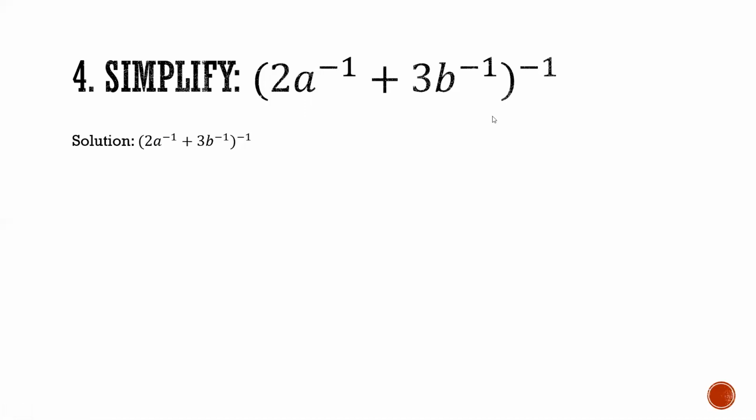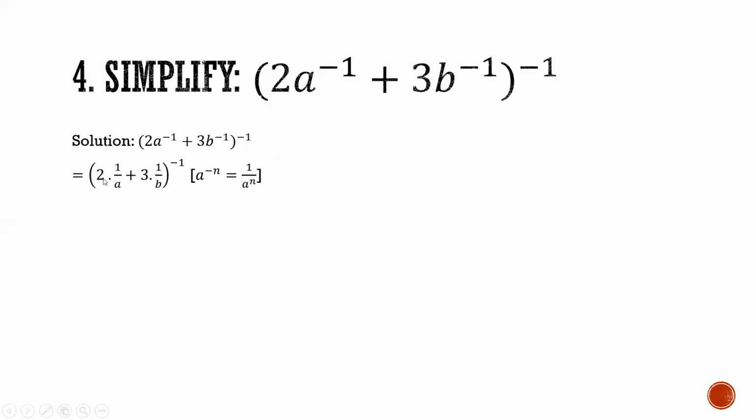So that's why I have written here 2 into 1 by a plus 3 into 1 by b. Similarly here the power -1 is on b, not on 3. That's why 3 is left alone, 3 into 1 by b. And here the formula we have applied is a to the power minus n is equal to 1 by a to the power n. This formula we have got from the definition of negative indices.